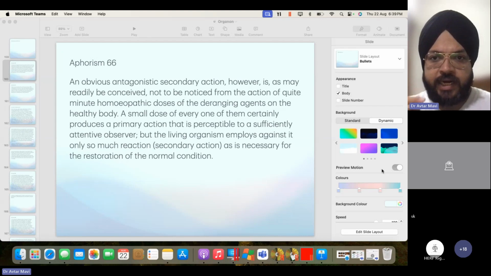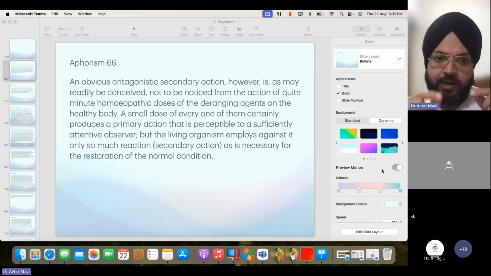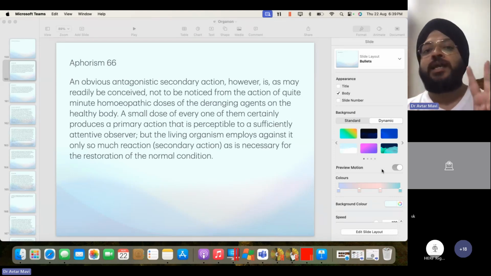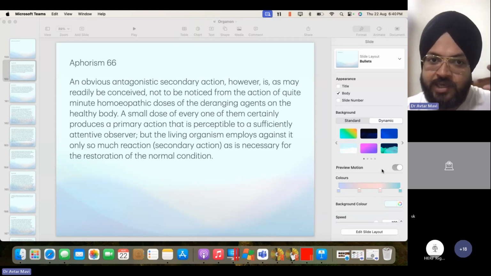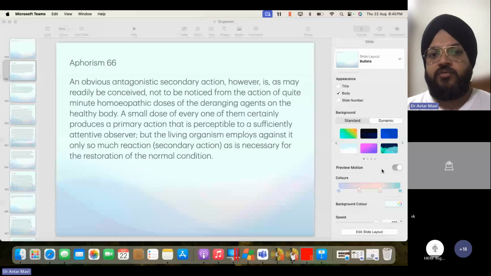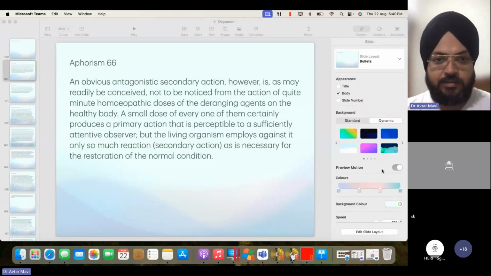An obvious antagonistic secondary action, however, is, as may readily be conceived, not to be noticed from the action of quite minute homeopathic doses of the deranging agents on the healthy body. Because when you give a homeopathic means similar to the disease, the antagonistic secondary action will not be seen, like we have seen in the case of opium, purgatives, laxatives, because those are the opposite actions to which the vital force gives the secondary, antagonistic action. We are not giving the opposite action, we are giving the similar action which is going on in the body.